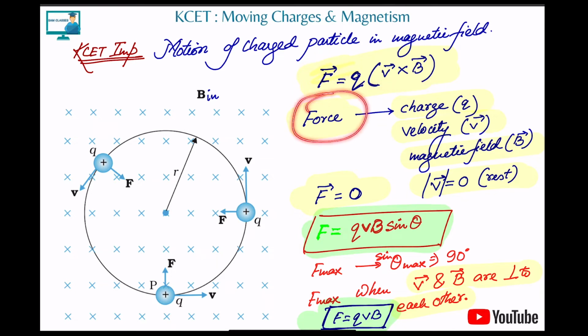Now, force depends on what things? Charge, velocity, magnetic field. Now let's say we want to make the force zero. How can the force be zero? If a charged particle is there, the charge is always present, but the moment it doesn't have a charge, meaning q is zero, the force is zero.